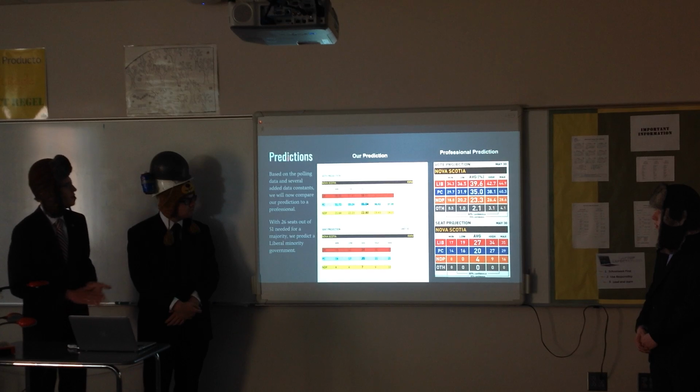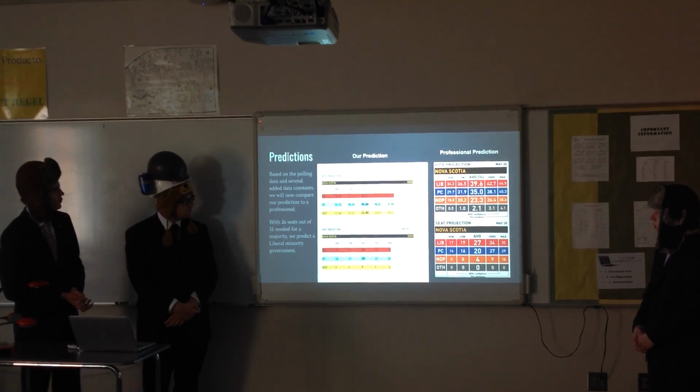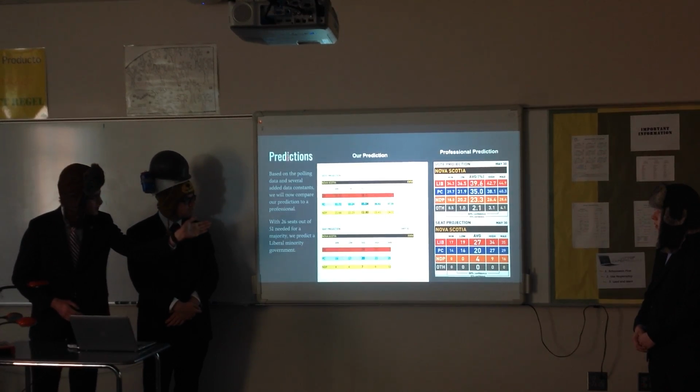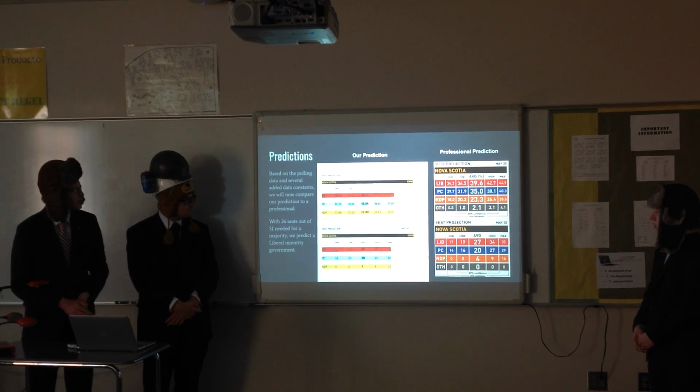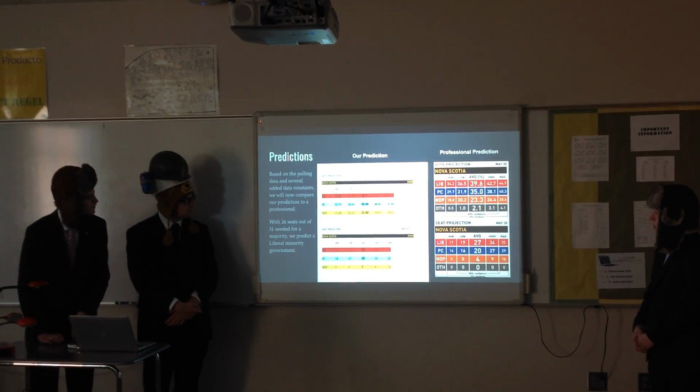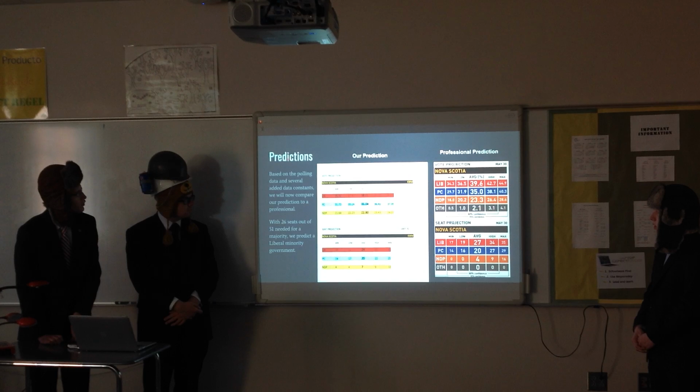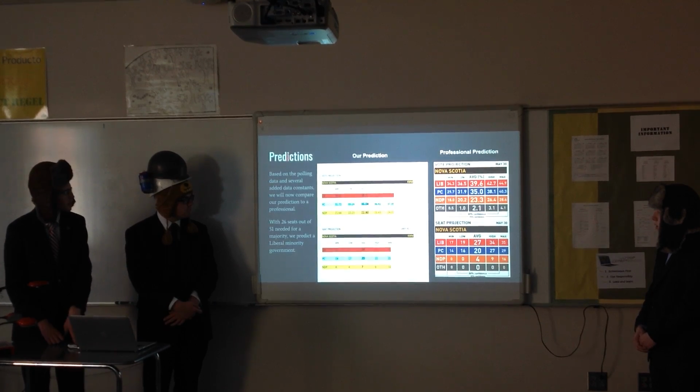So comparing that with a professional poll here on the right, ours is the left. I kind of formatted it to look like a professional poll. So we were predicting, along with the percentage votes, 24 seats for the Liberals, 24 Progressive Conservatives, and 7 for the NDP. We need 26 for a majority, so that would be a Liberal minority.